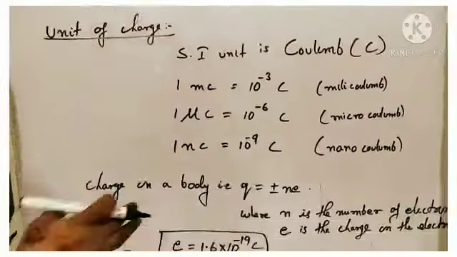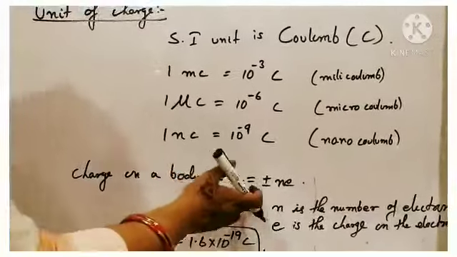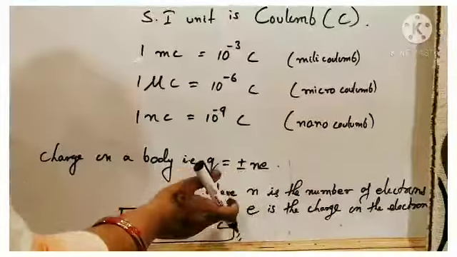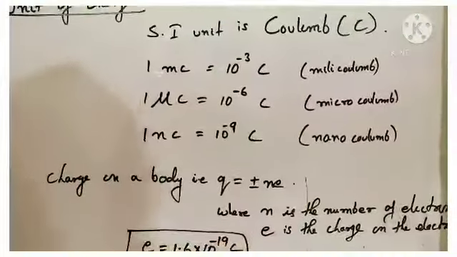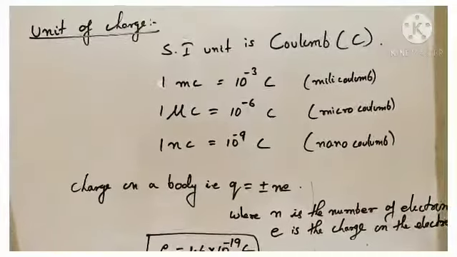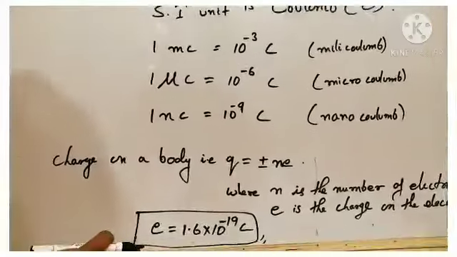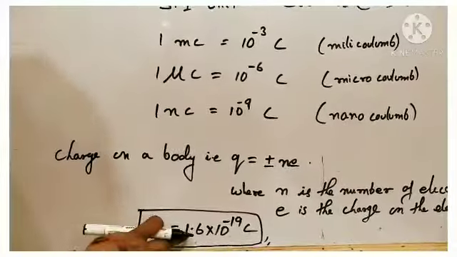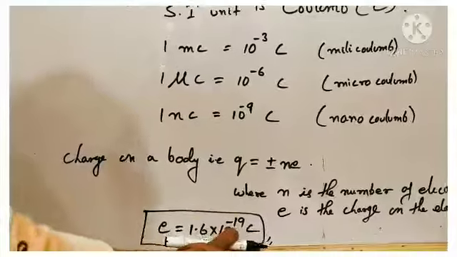So the charge on a body is determined by plus minus Ne, where N is the number of electrons and e is the charge on the electron. We know that the value of e is fixed, that is 1.6 into 10 to the power minus 19 coulomb.